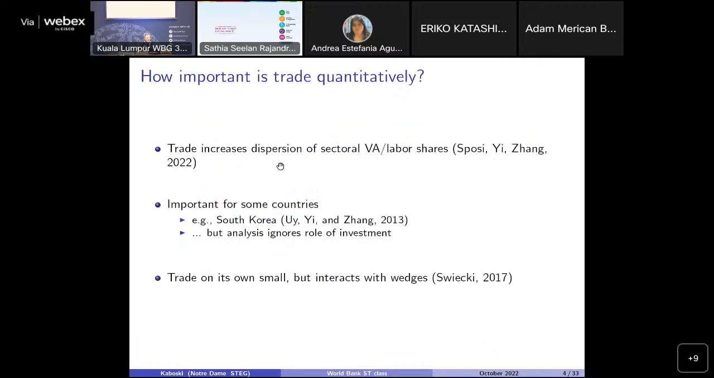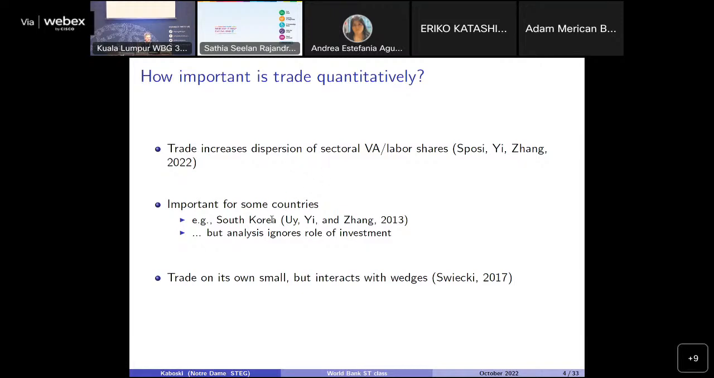So then there's a question about how important is trade quantitatively, not just in theory. Suppose Yi and Zhang show that they establish this fact, and then they also build it into a model. Trade's going to increase the dispersion of sectoral value added and labor shares because, exactly, people are going to specialize in their comparative advantage. And so some people will be importing, some people will be exporting. Your production shares will be different, right?